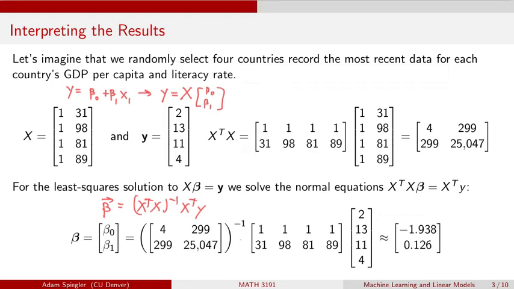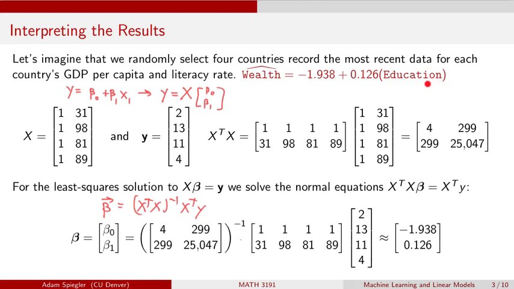Out comes a vector which has first entry minus 1.938 and second entry 0.126. So here's the solution to this least squares problem, which happens to give me the best model in the sense that it minimizes the error of our predictions. Therefore, we've got the following equation: the wealth, the GDP per capita, is going to equal minus 1.938 plus 0.126 times whatever value we observe for the literacy rate.